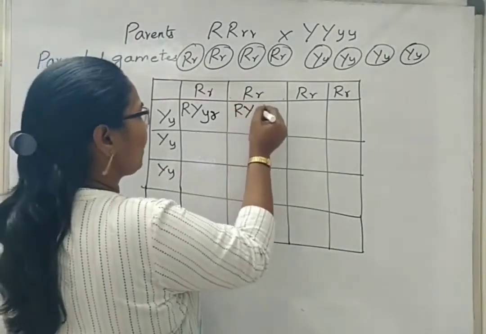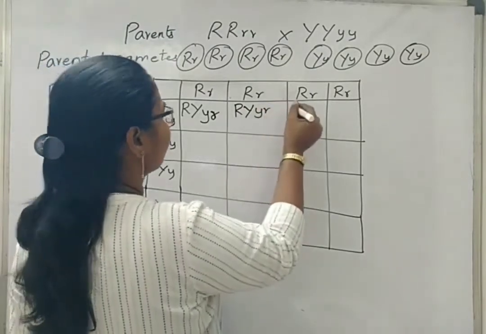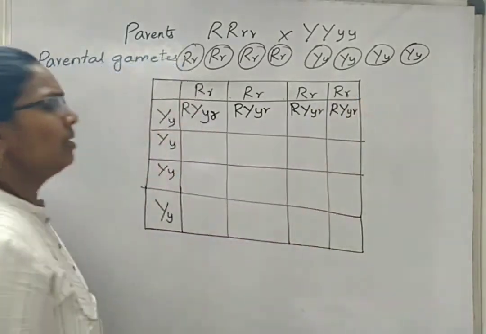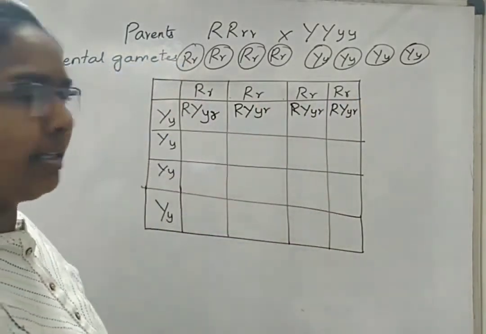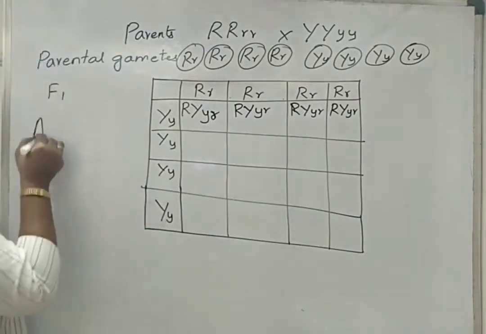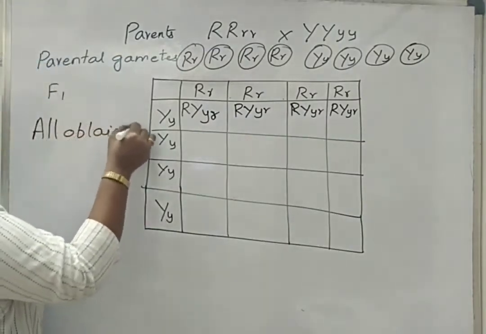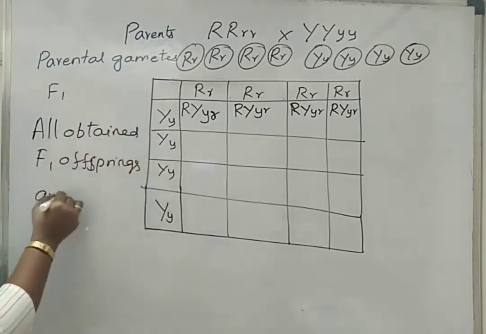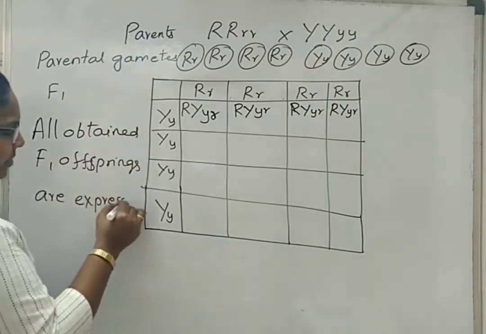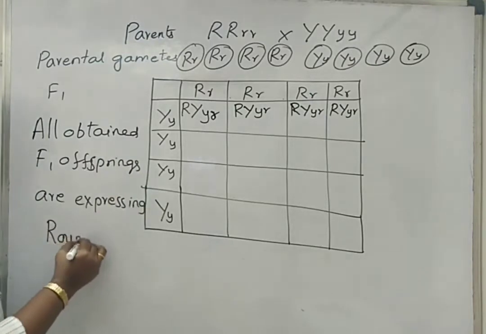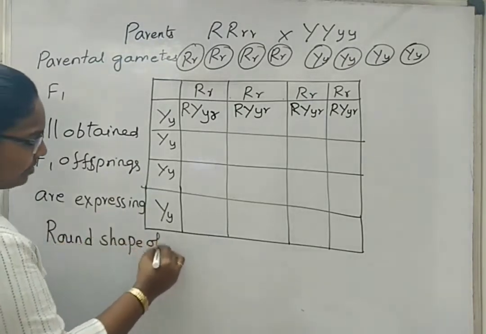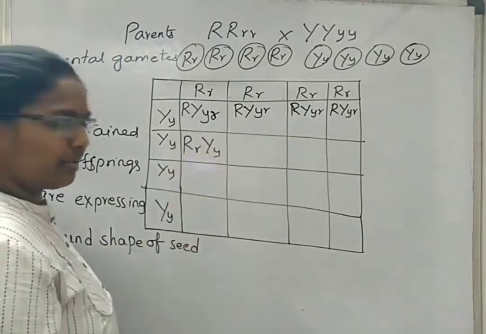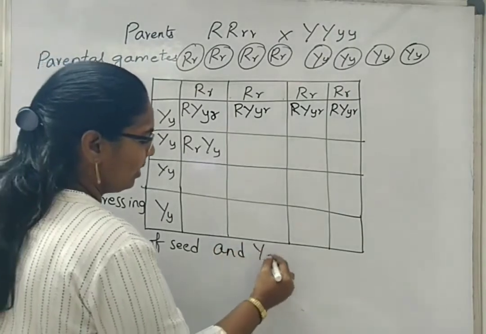So here we are seeing all the same type of alleles. We can write the answer for this as: all obtained F1 offspring are expressing a round shape of seed. This one we can also write like this, any expression is correct. And yellow color of seed.